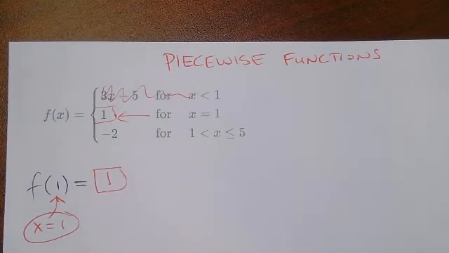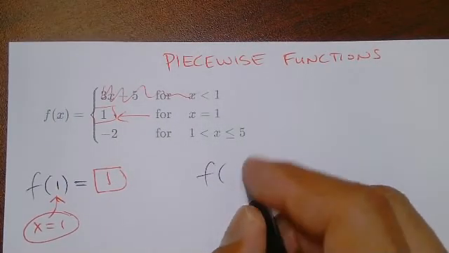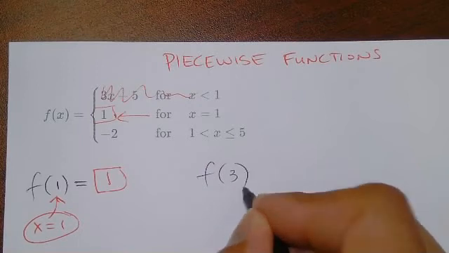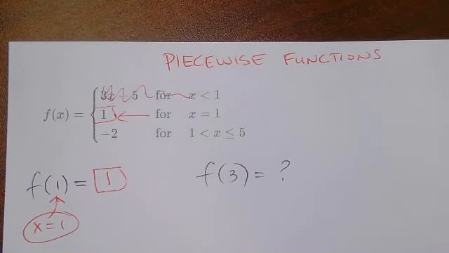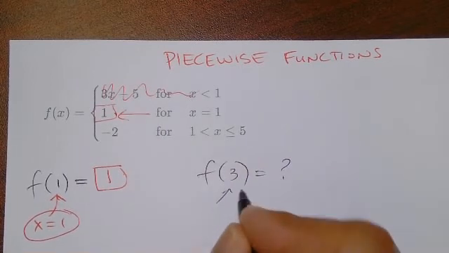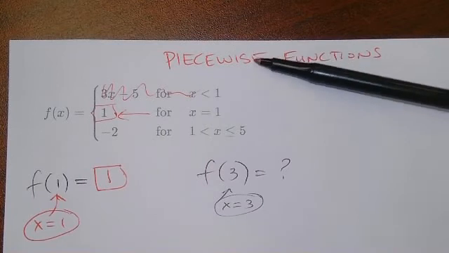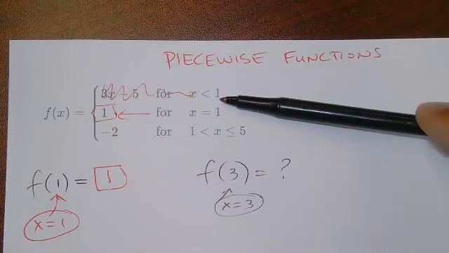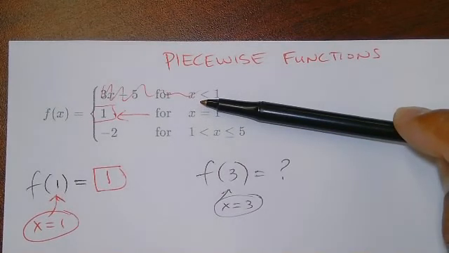Okay, but let me give you another one. What about, for the same, using like this one here, what is f of 3? Which of these three is the value of x equal to 3 in the inequality? Can't be this one again. This is for the values of x that are less than 1, like 0, -1, -2.